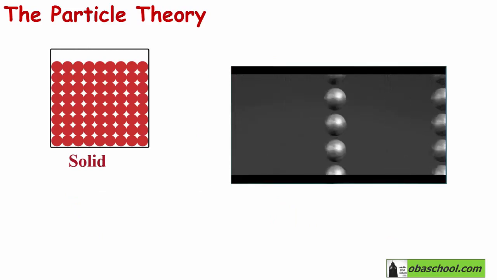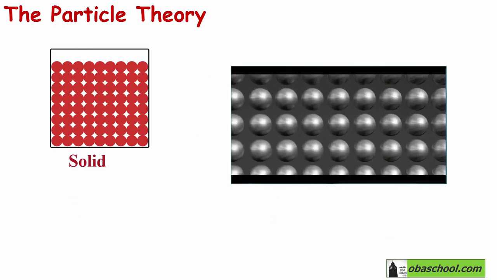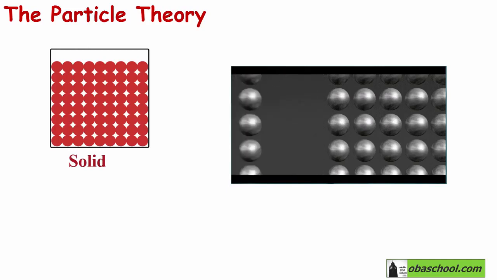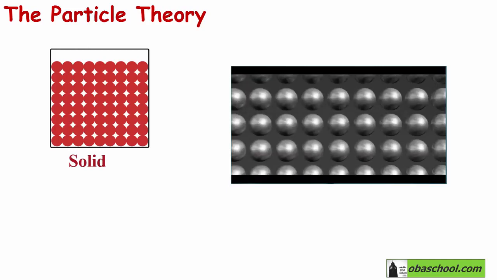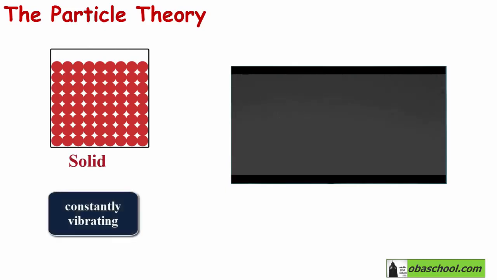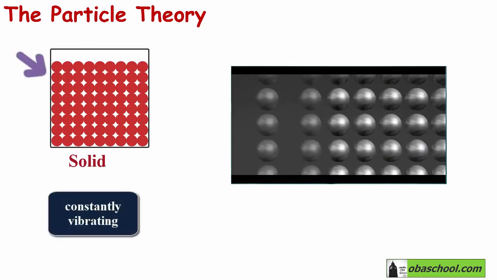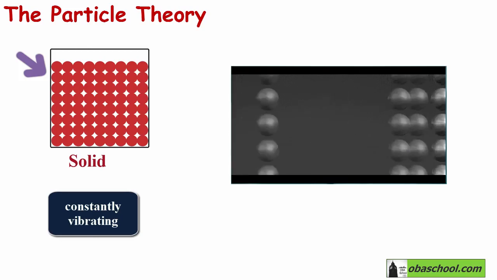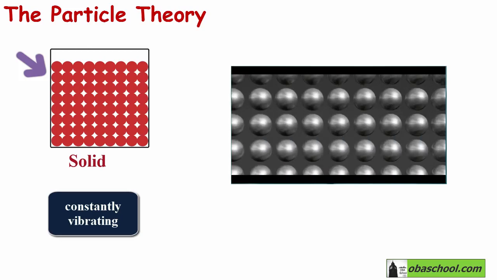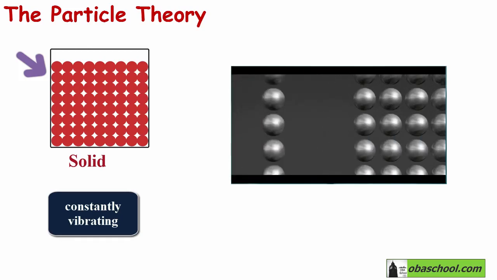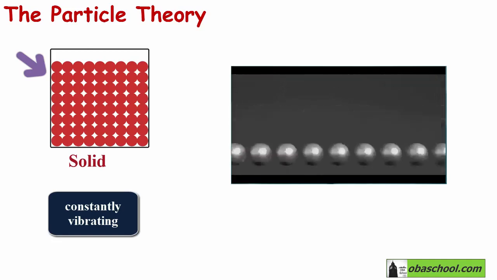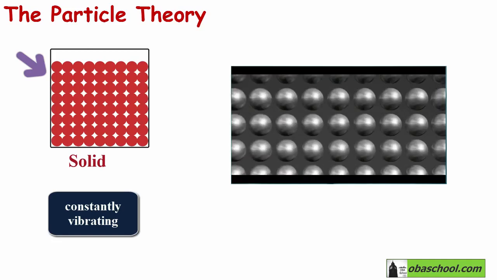Each particle in a solid is touching its nearest neighbors, and they remain in this fixed arrangement. They can't move around, however, they vibrate constantly. So these are the solid particles. Notice how they are touching each other. So approximately there's no spacing between the particles and they can't move around. However, they will be vibrating.